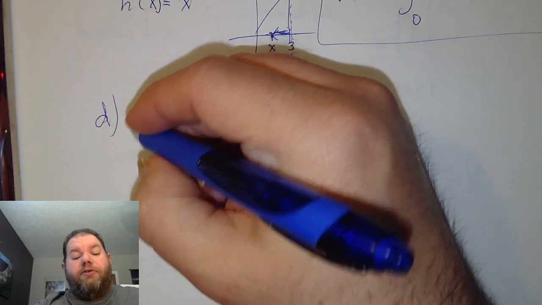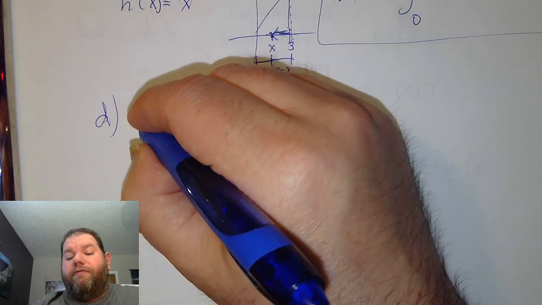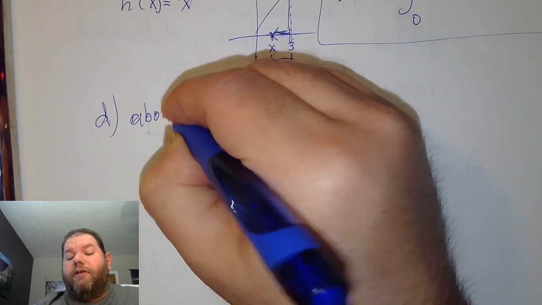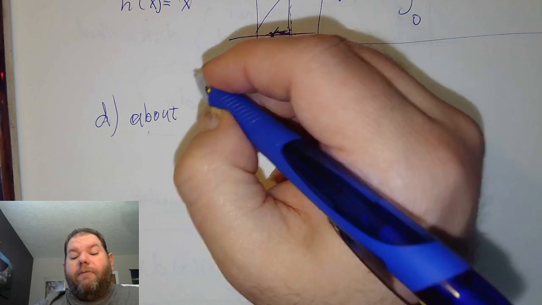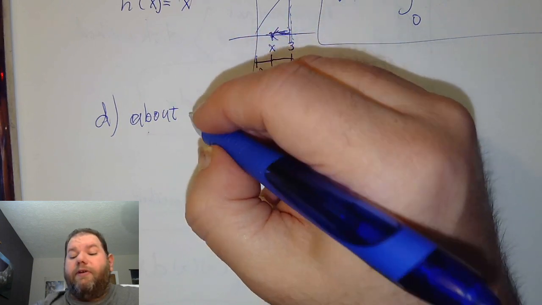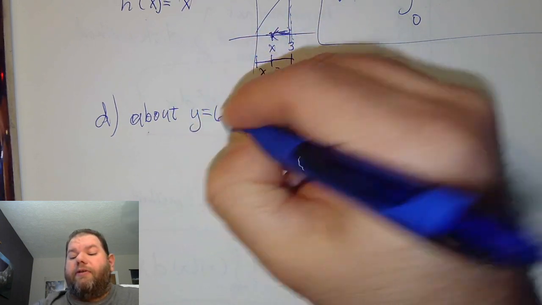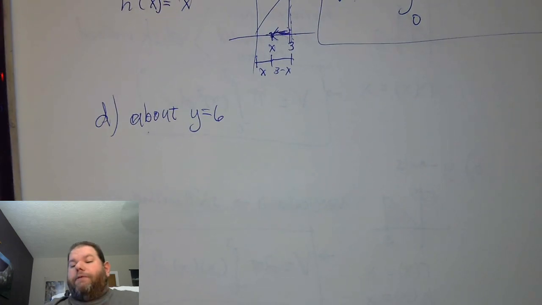Part D. Now I actually want to change part D. I didn't realize this when I first assigned it. This one says about the line x equals 6. I want to change it to y equals 6. Mainly because we haven't done any washer method problems yet, but I want to demonstrate a scenario where we need to use washer method.